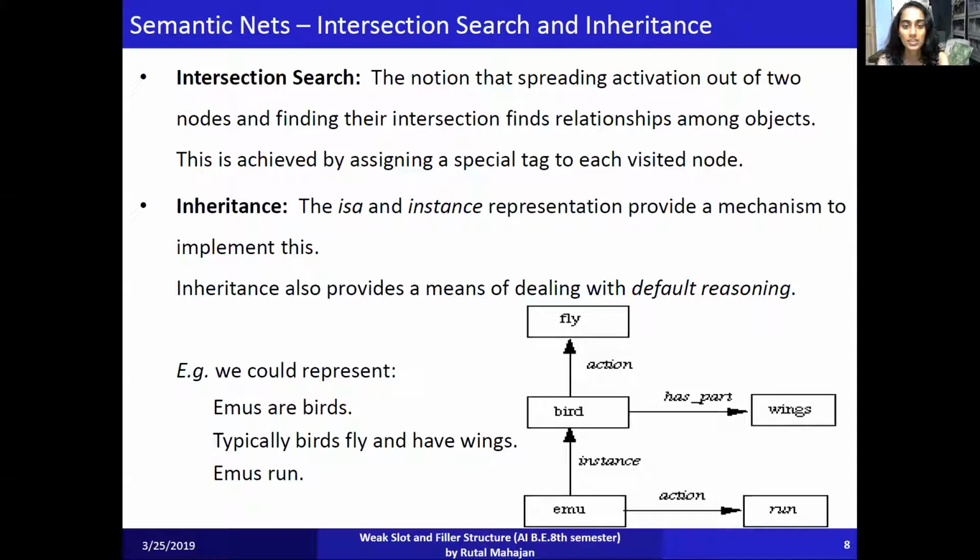Inheritance. The ISA and instance representation provide a mechanism to implement inheritance. We already know the advantage of inheritance in knowledge representation. I think we have seen it in unit 3. Inheritance provides the means of dealing with default reasoning. For example, over here we have shown these sentences. Emus are birds. Typically birds fly and have wings, and emus run. So there are entities like emu, bird, fly, wings, run.